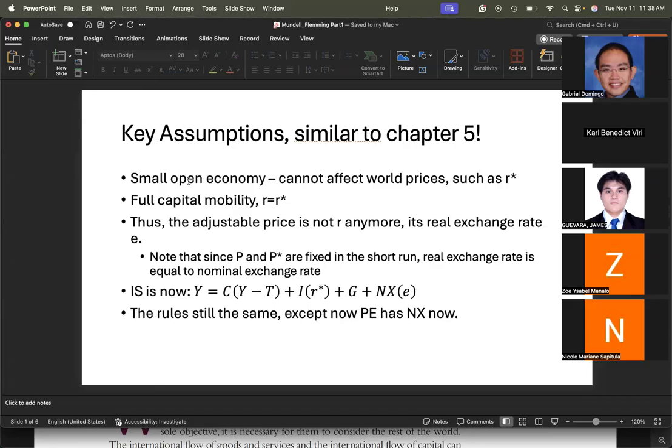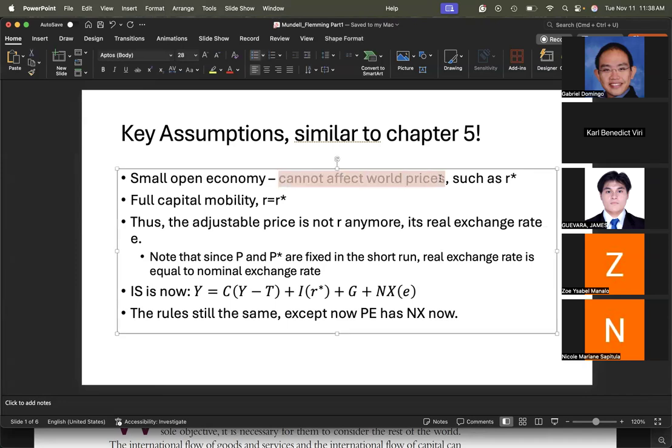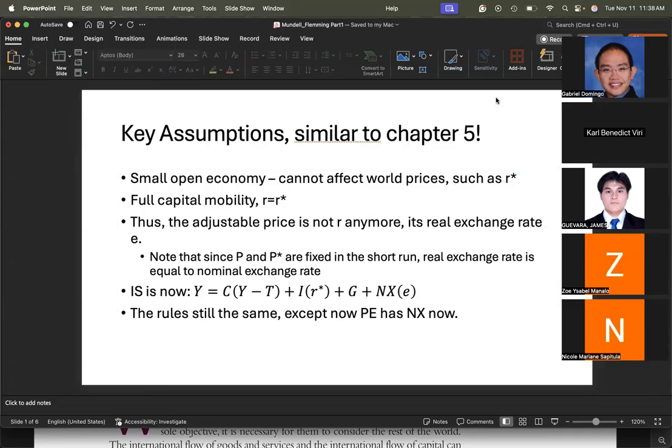The same assumptions. So small open economy, the economy that we are studying cannot affect world prices, such as the world interest rate, right? So what determines the world interest rate? It's the same thing as in chapter 5. So in chapter 5, the world as a whole is closed economy, right? So if the world as a whole is closed economy, therefore R is the thing that's being determined there in the short run. And you can imagine the world as being determined by yung ISLM that we studied in chapter 10 and 11. Okay? So remember, nasa short run na tayo.